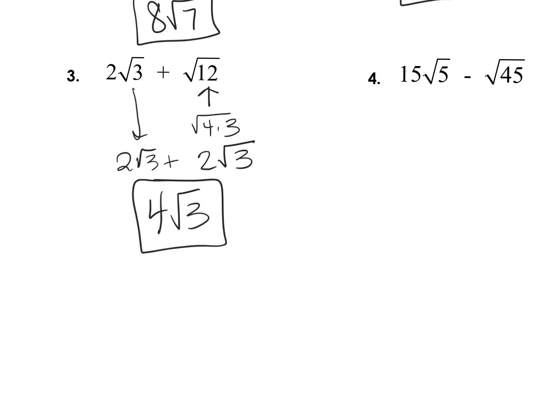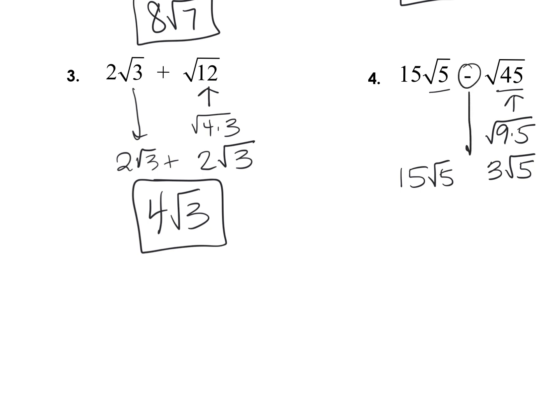And we'll do the same thing with number 4. I don't have like terms here, so I want to simplify root 45. That's going to be 9 times 5, so the square root of 9 is 3, and root 5 is just going to stay. And let's bring everything else down. 15 root 5, and then be very careful, there's a minus here. So 15 root 5 minus 3 root 5 is 12 root 5. Let's go ahead and turn the page.